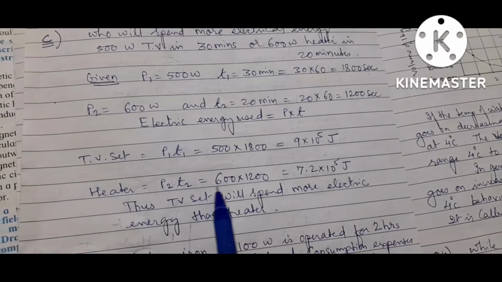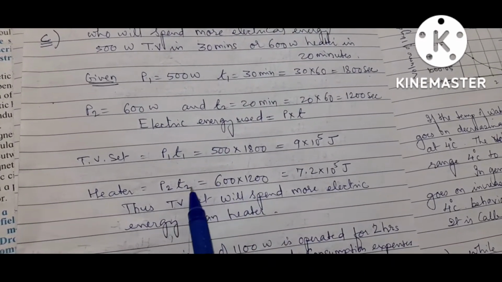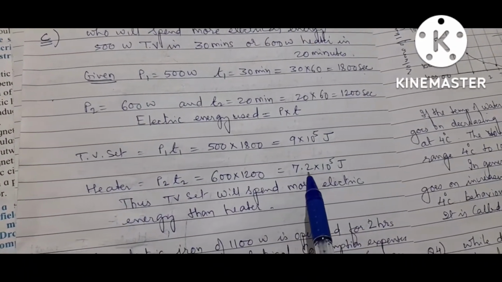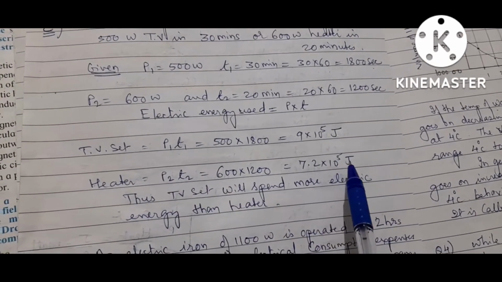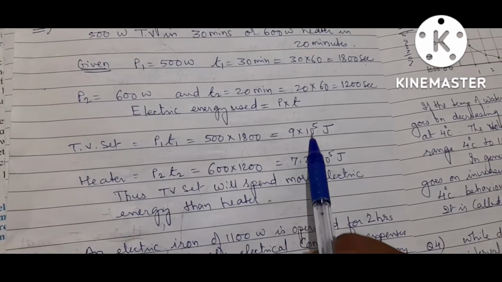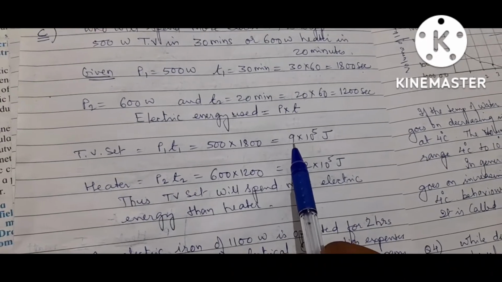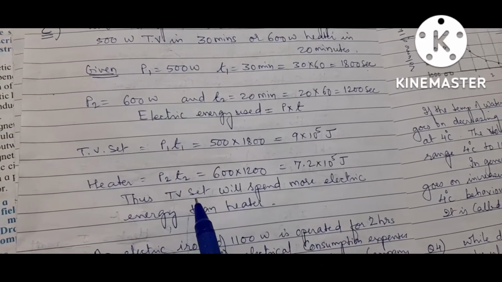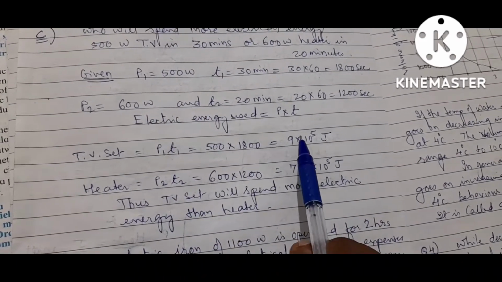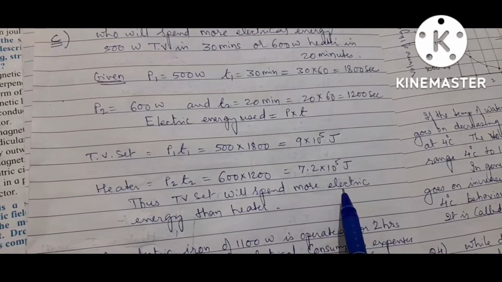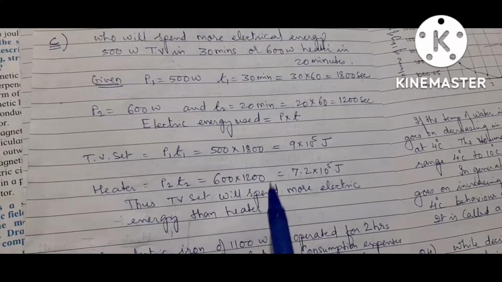Now put the value of P2, which is 600, into T2. What is T2? T2 is 1200 seconds, and we get 7.2 into 10 raised to 5 joule. Now if you compare, the TV value is bigger. So the TV set will spend more electric energy because it has consumed more electric energy than the heater. So this is the answer.